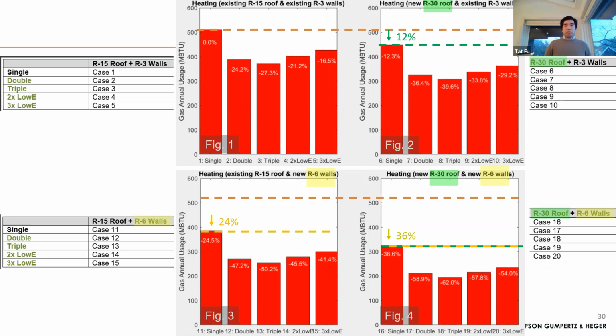If we look at figure 4, we also combine both wall and roof insulation. We can increase the efficiency by about 36%. Next slide, please.